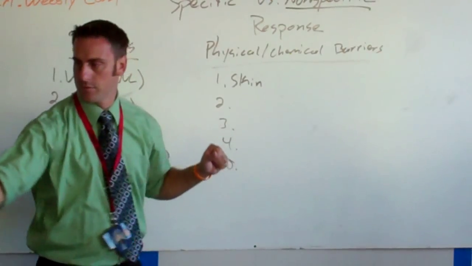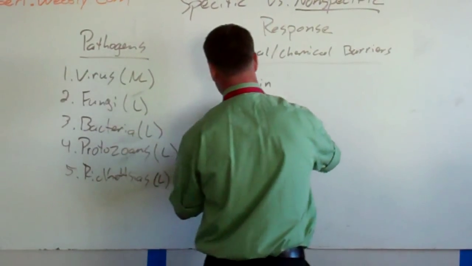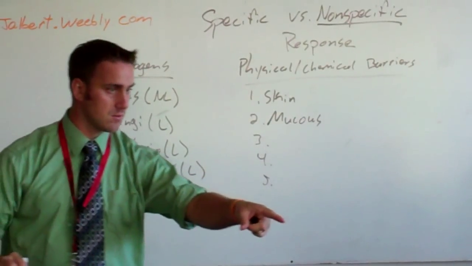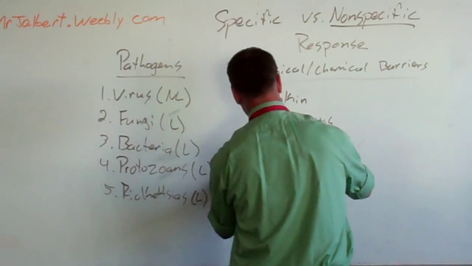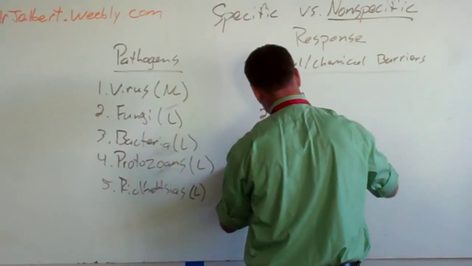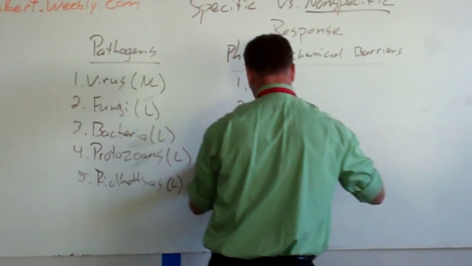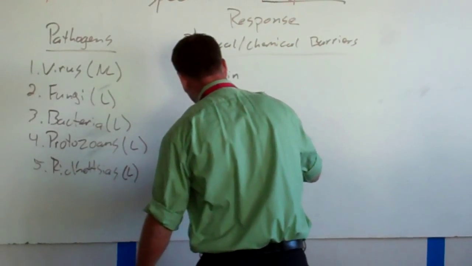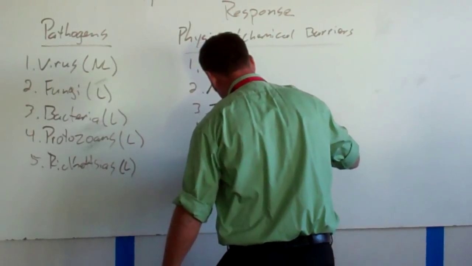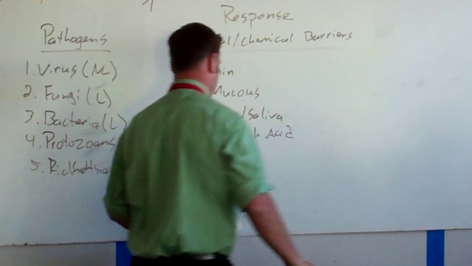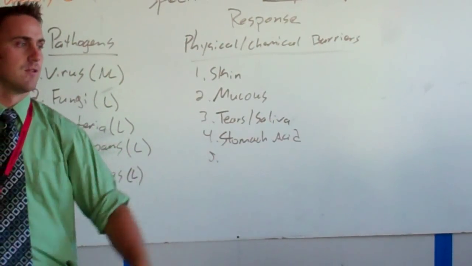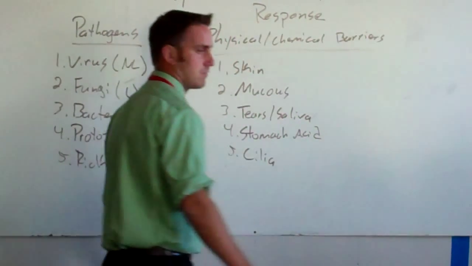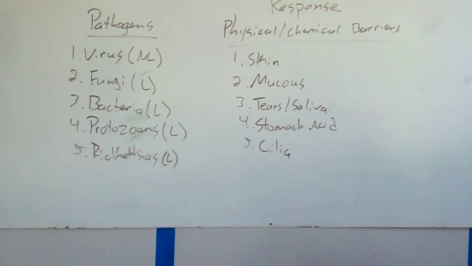What's another one? Mucus. Third one? Tears, and it's in your mouth. Saliva. Fourth one? Gastric juice. Yeah, we're going to call it stomach acid, same thing as gastric juice. And the last one? Cilia, which are little tiny hairs that trap dirt, dust, and pathogens.